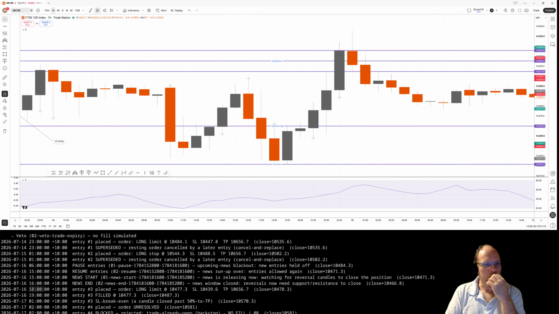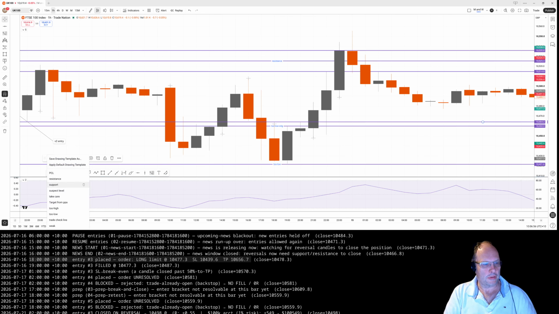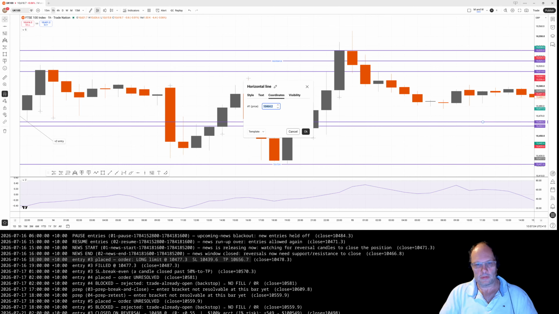Okay, let me read it again. So 6 p.m. is here. Entry placed order long limit at 10477.3. Let's just type that in. Give me a horizontal bar and set the coordinate to 10477.3. I'll make it red so we can see it properly. So that's where it placed the order.